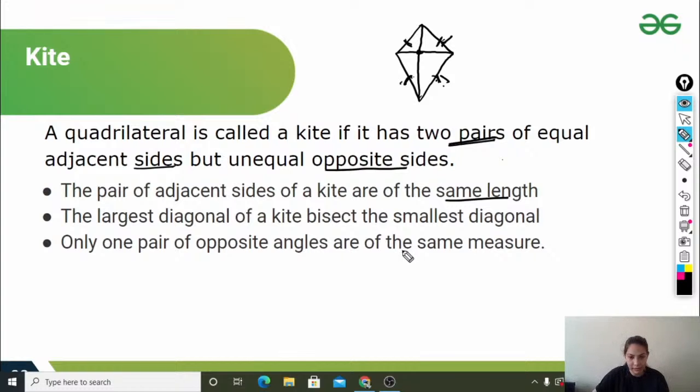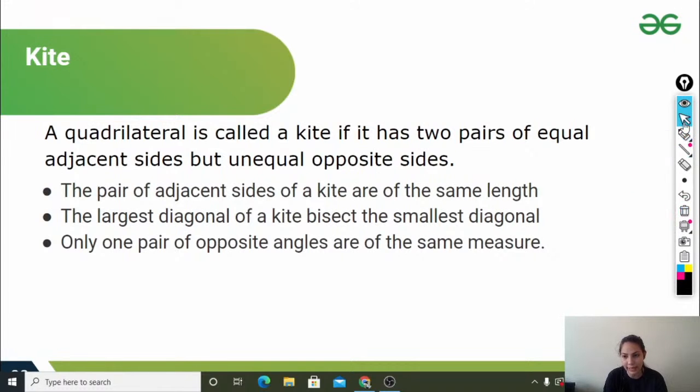Only one pair of opposite angles are of the same measure. What does this mean? That only one pair of opposite angles are of the same measure. For example, these are opposite angles, so either these will be equal or these will be equal. Only one pair of opposite angles are of the same measure. So these are the properties of a kite.